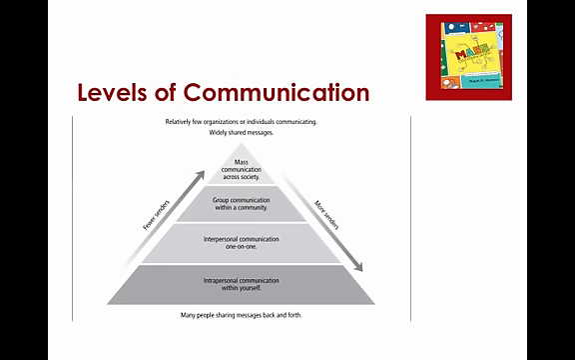But at the very top of the pyramid, there are relatively few organizations or individuals communicating in a mass way. So mass communication across society has fewer senders. So as you go up the levels of communication pyramid, you have fewer and fewer people sending messages. And if you go down, you get more senders.